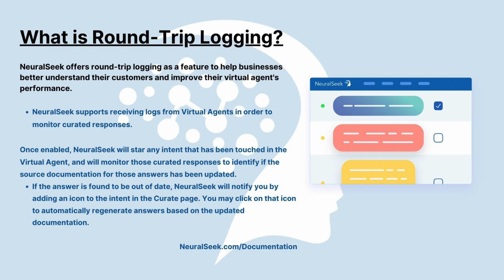Round-trip logging is a process that involves recording and storing all interactions between a user and a virtual agent. NeuralSeek supports receiving logs from virtual agents in order to monitor curated responses. This includes the user's question, the virtual agent's response, and any follow-up questions or clarifications. The purpose of round-trip logging is to improve the virtual agent's performance by analyzing the data and identifying areas for improvement. So let's take a look at how the round-trip logging feature works and how we can get it started.